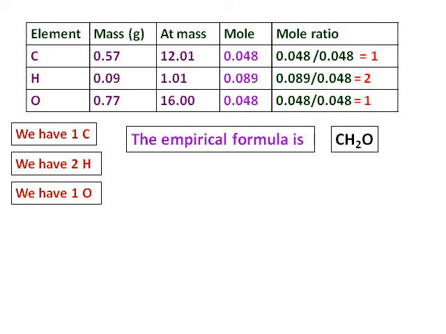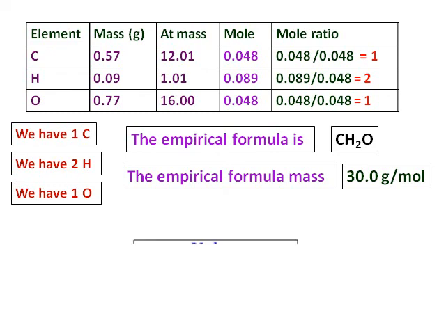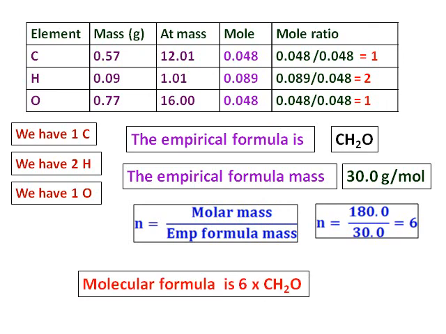Since we have to calculate the molecular formula, calculate the empirical formula mass of this compound, and that comes as 30.0 grams per mole. After this, we need to calculate the value of N, which is molar mass divided by empirical formula mass, and that comes as 6. Once you get the value of N, the molecular formula is obtained by multiplying the empirical formula by 6. And in doing so, the molecular formula comes as C6H12O6.